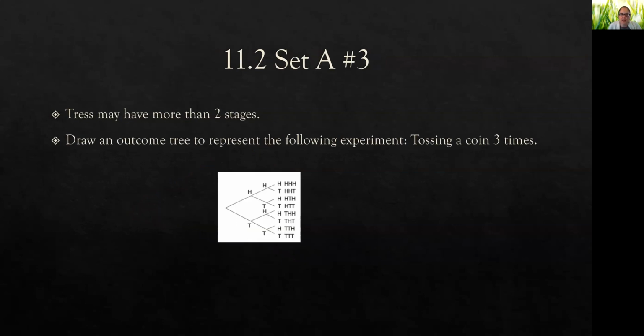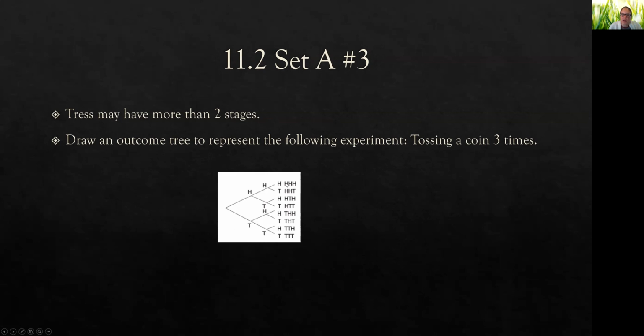Problem number 3, it says trees can have more than 2 stages. So we're going to draw a tree to represent tossing a coin 3 times. So the first time, we could get a heads or a tails. If we got heads the first time, the second time we could either have heads or tails. And then if we had heads and then heads, the third time we could get heads or tails.